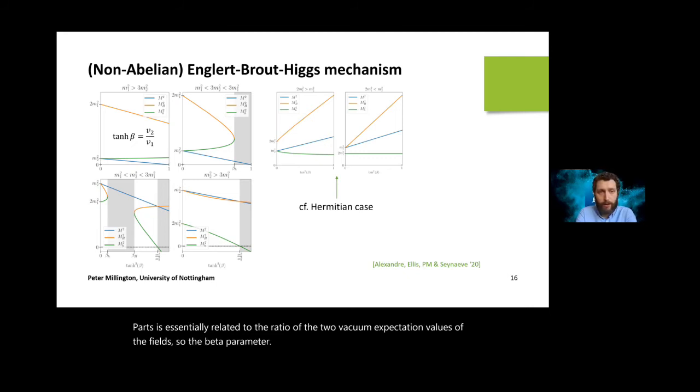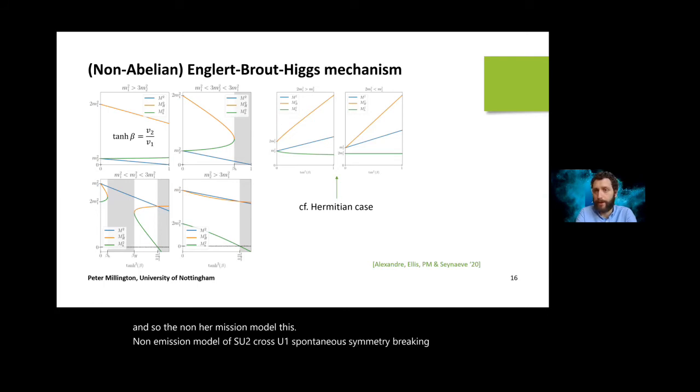Now, the plots in the left 4 panels and the two plots in the right panel are essentially analytic continuations of one another. So this non-Hermitian model of SU(2) × U(1) spontaneous symmetry breaking is like an analytic continuation of the Hermitian case. But what you see is that the phenomenology is very different.